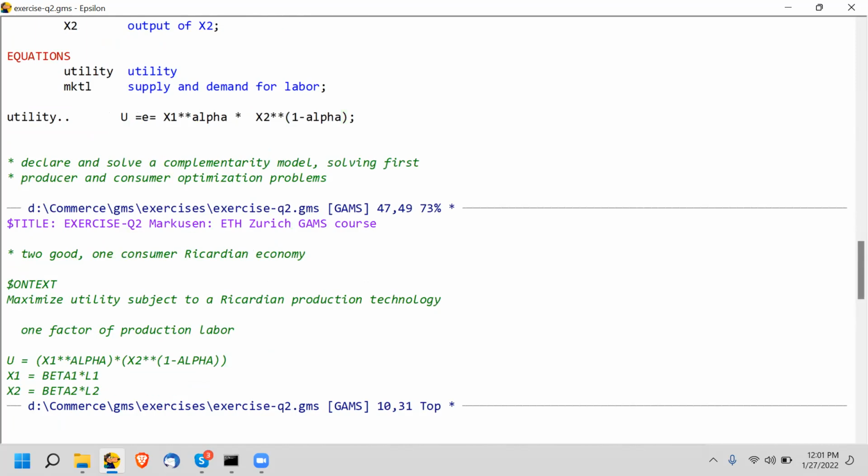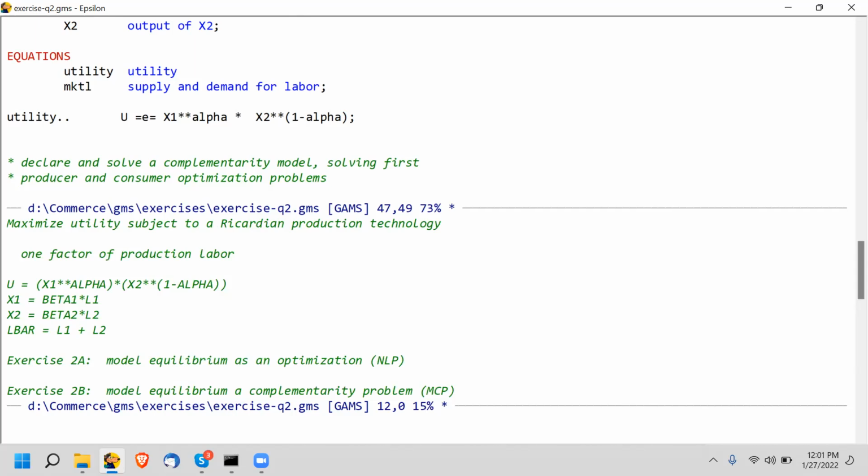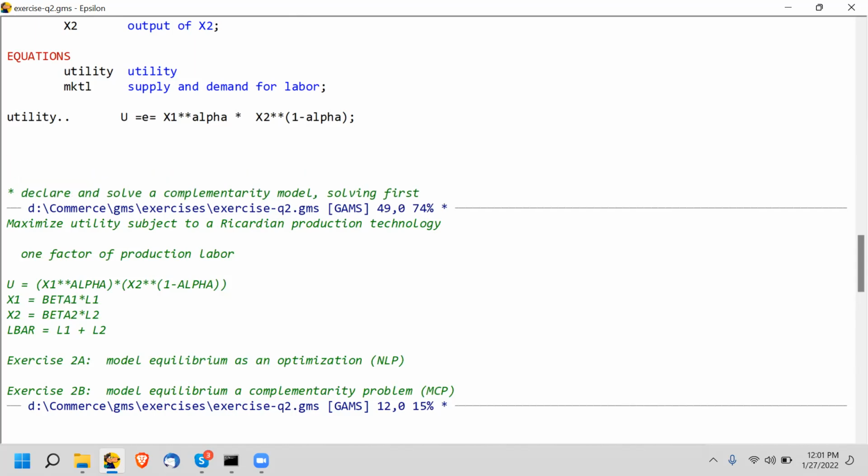There's this guy. I'm going to say then, market labor. And that's going to be L bar. That's got to be greater than or equal to X1 divided by beta 1 plus X2 divided by beta 2. So I've converted the outputs into labor demands by dividing by the labor coefficient.